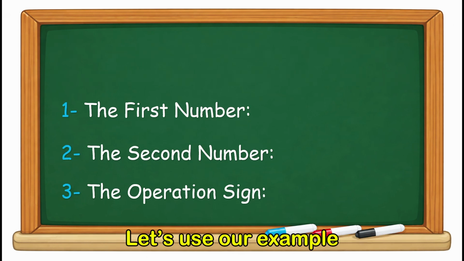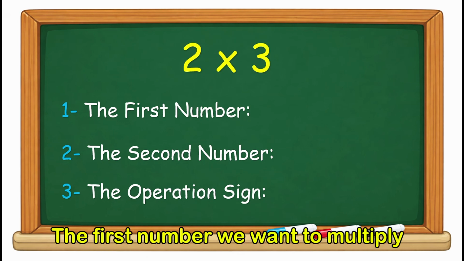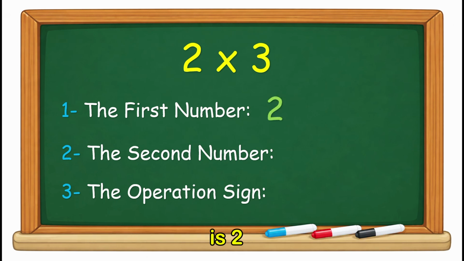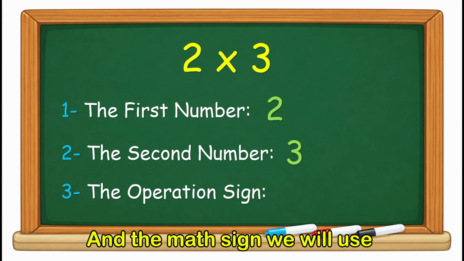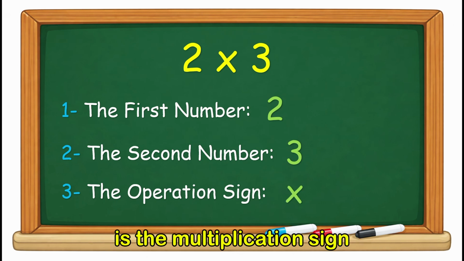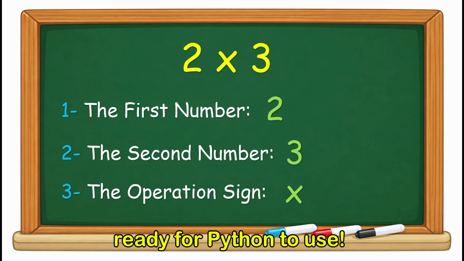Let's use our example. 2 multiplied by 3. So, the first number we want to multiply is 2. The second number we want to multiply is 3. And the math sign we will use is the multiplication sign. That's it. 3 simple pieces, ready for Python to use.